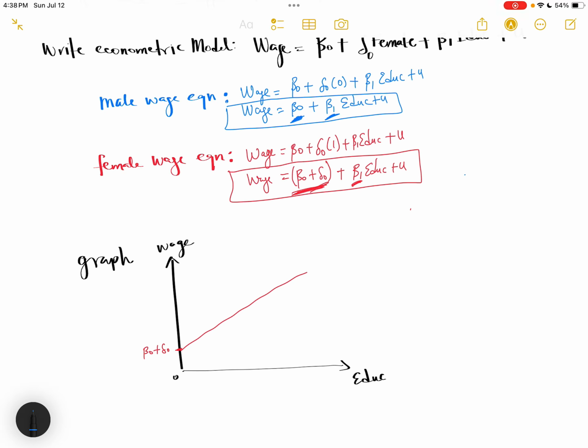Now, for the blue line, drawing the male wage equation, where we have education on the x-axis and wage on the y-axis, beta 0 is up here. Now they have the same slope though, so I have to draw a line that's parallel to the red one. I'll do my best to make sure my blue line is parallel to the red one. The slope is beta 1 for the two lines here, you see.